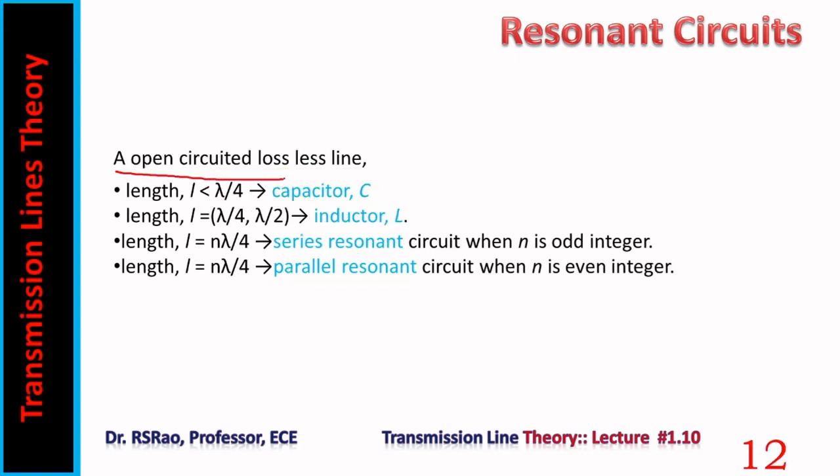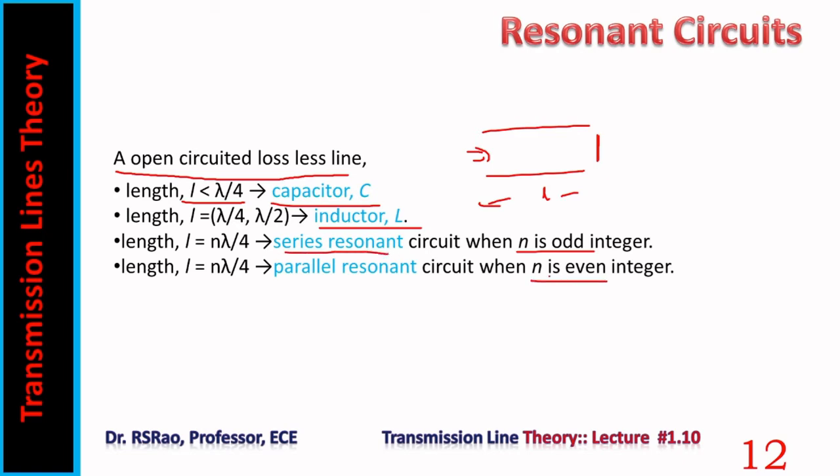An open circuited lossless line. You take a lossless line, length L, open circuited at the other end. Here it is a capacitor when length is less than lambda by 4. When length is between lambda by 4 and lambda by 2, it acts as an inductor. When length is n lambda by 4, n odd integer, it acts as a series resonant circuit. When n is an even integer, it acts as a parallel resonant circuit.